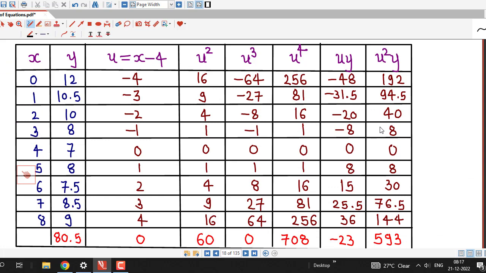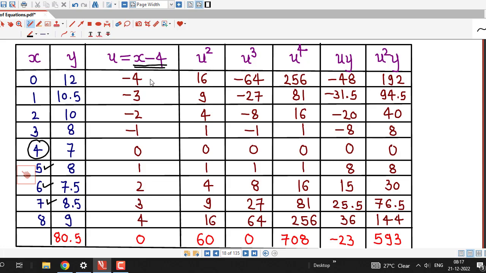In the first two columns I have written values of x and y. Then I first find out these values of new independent variable u by this substitution x minus 4. So I start from this. 4 minus 4 is 0, 3 minus 4 is minus 1, 2 minus 4 is minus 2, 1 minus 4 is minus 3, 0 minus 4, that is minus 4. Similarly 5 minus 4 is 1, 6 minus 4 is 2, 7 minus 4 is 3, 8 minus 4 is 4.